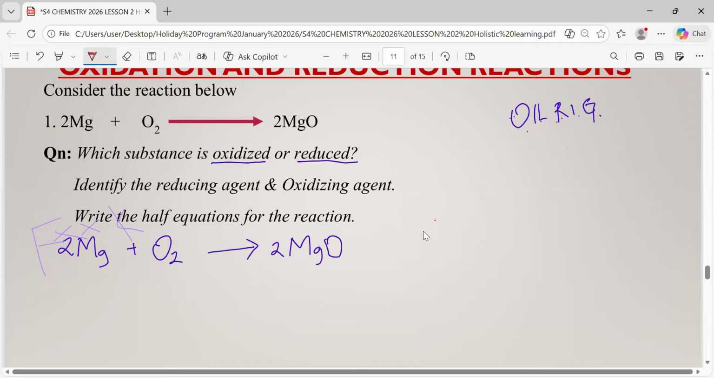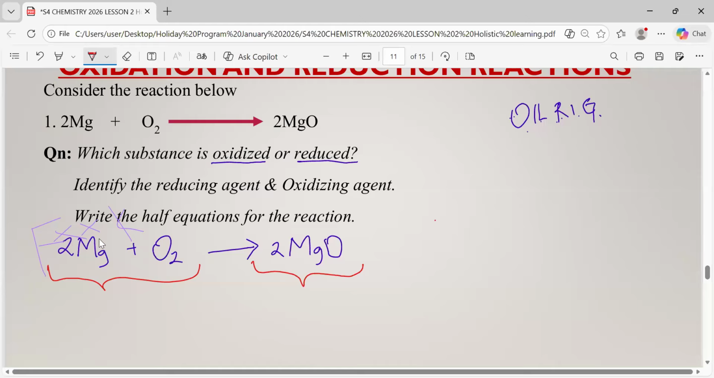Okay, allow me to take you through, and then you'll be able to respond to the next question. When we are answering such a question, I want us to apply the knowledge that we have learned of oxidation numbers. So the first thing we can do is to identify oxidation numbers of these substances on the reactant side and also on the product side of each element, so that we can know which one is oxidized and which one is reduced.